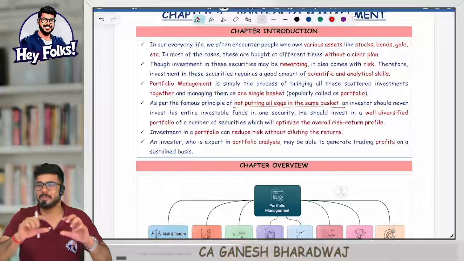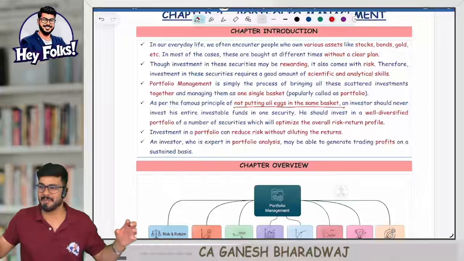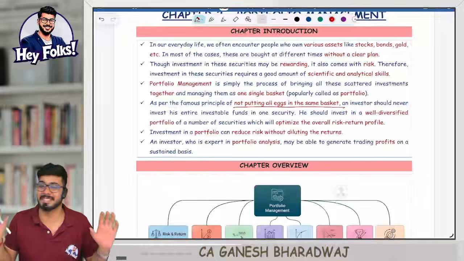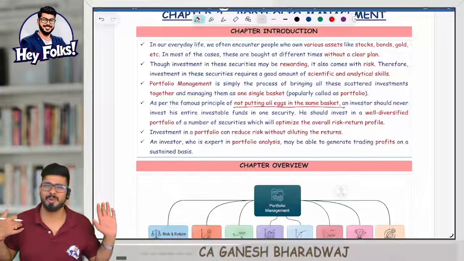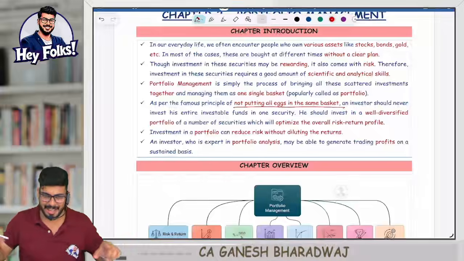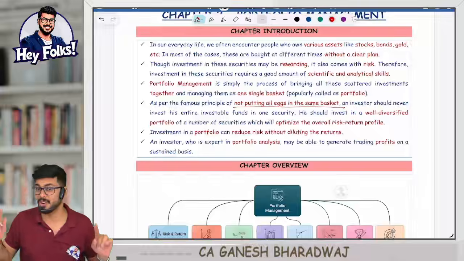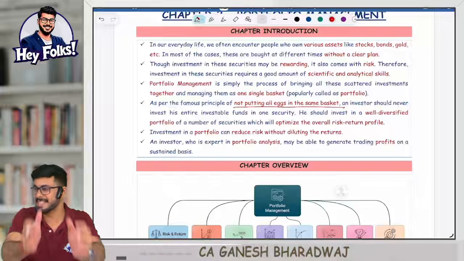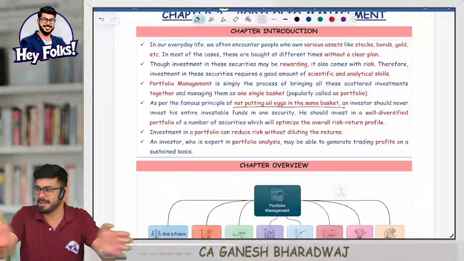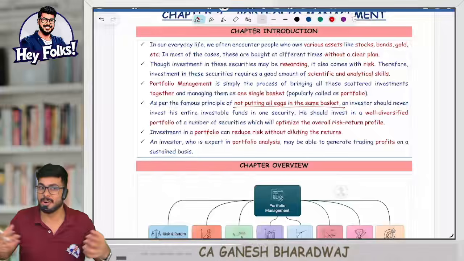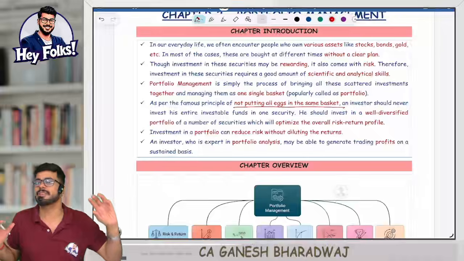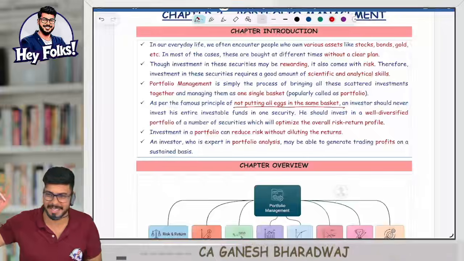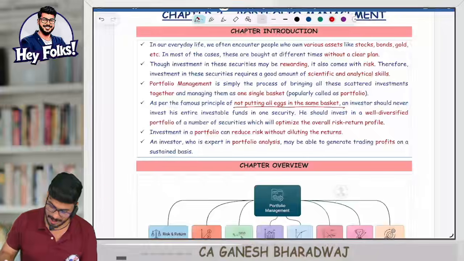Instead, if you place each and every egg in a different place, even if one packet falls, at least only that one loss is there for you. The others will still be providing for you. Are you guys able to understand? This is what people say: do not put all the eggs in the same basket. Basically, do not put all your money in a single stock or a single avenue. Diversify, put it in multiple avenues so that your risk is reduced without diluting your returns. Is that clear, guys? Are you getting the analogy?